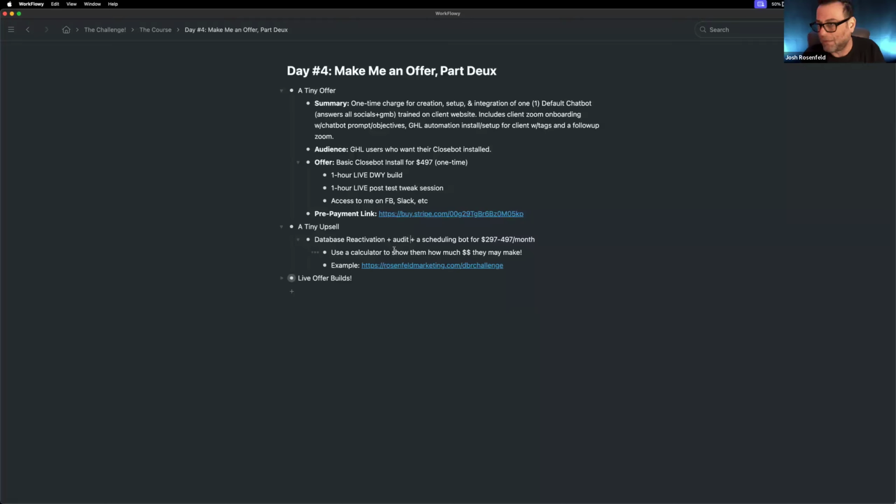That doesn't work for every client. Obviously, they have to have POS systems and other CRMs they may be using, Outlook, QuickBooks, things like that. Okay. And I showed you an example of how a calculator is a cool way to get people to buy into your database reactivation, because they can see right there how much money they could potentially make.